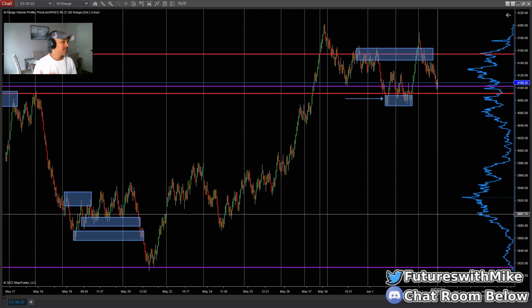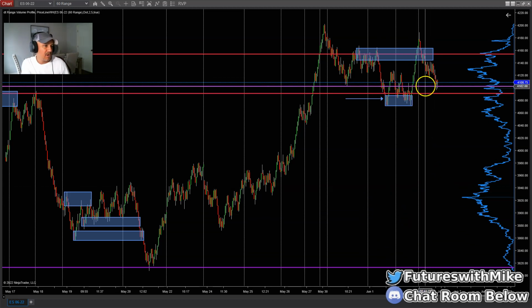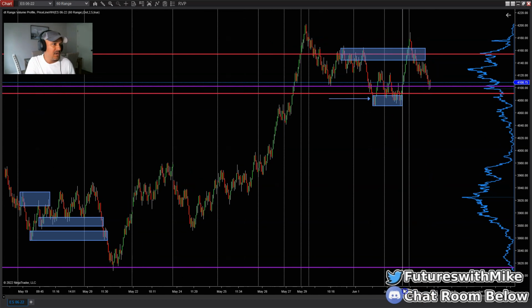All right, so I always start off with the 60 range chart, because I like to see the bigger picture. I highly recommend using a higher time frame chart so you can get a broader perspective of what the market is possibly trying to do. I always look back at the prior couple of days to see what the market has done, and to see if we're trading within the same prior day trading range. So today, yes, we are trading within yesterday's trading range.